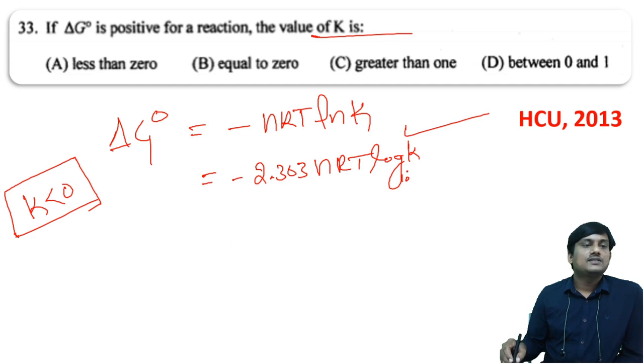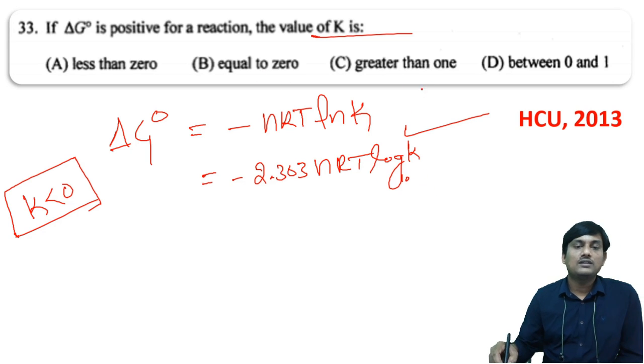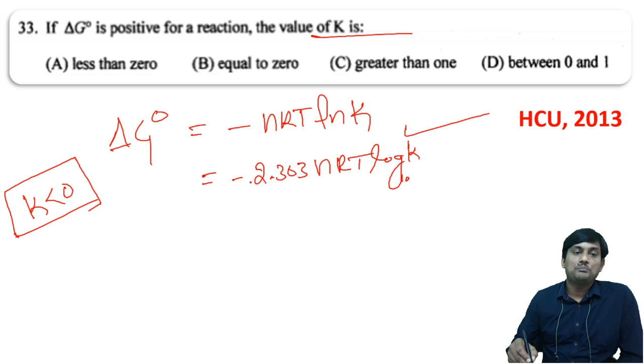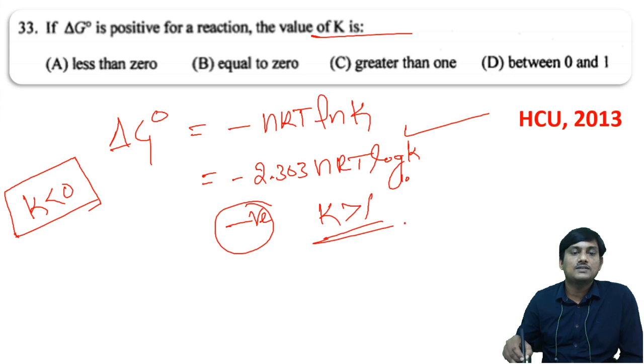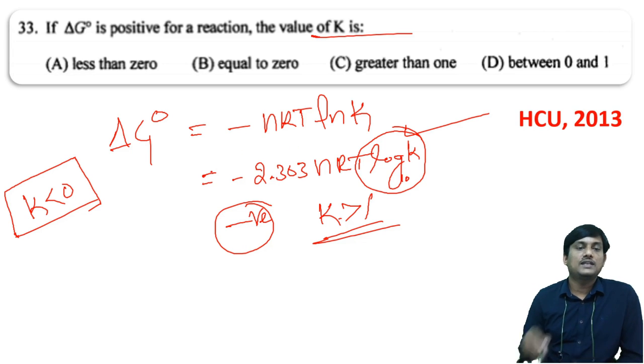Here k less than 0, it's not possible. Equal to 0, suppose log k equal to 0, you will get 1. Suppose if k greater than 1, what is the value you will get? This term will be positive. When k greater than 1, log k is positive, so the whole term will be negative.